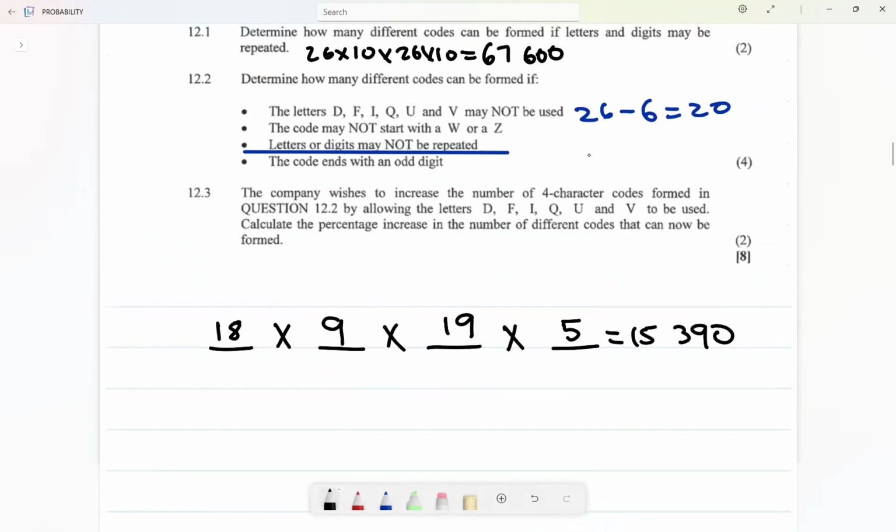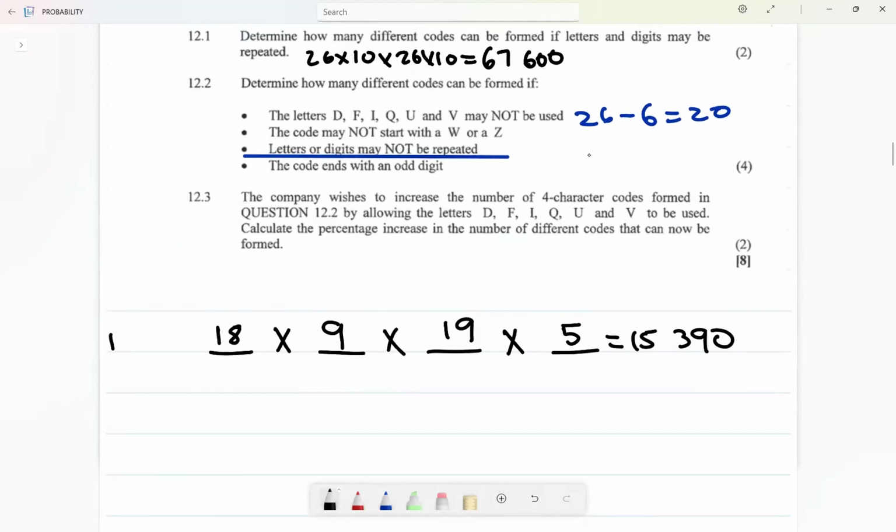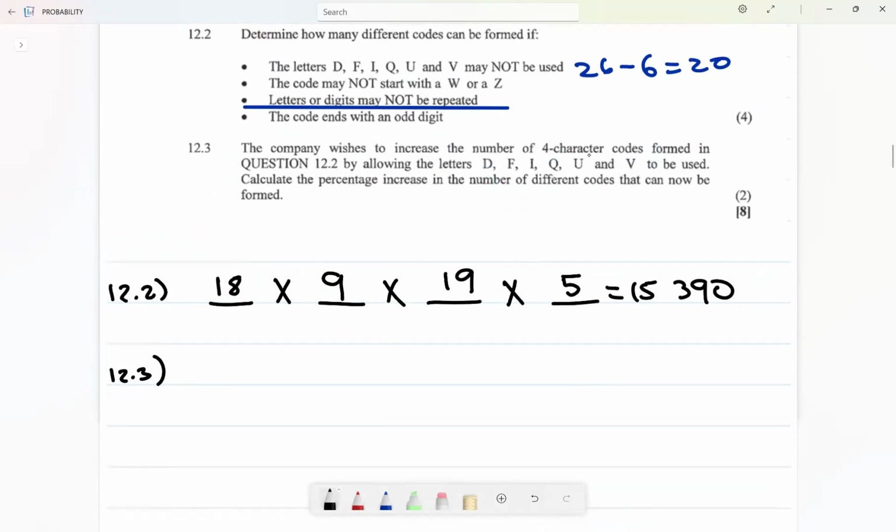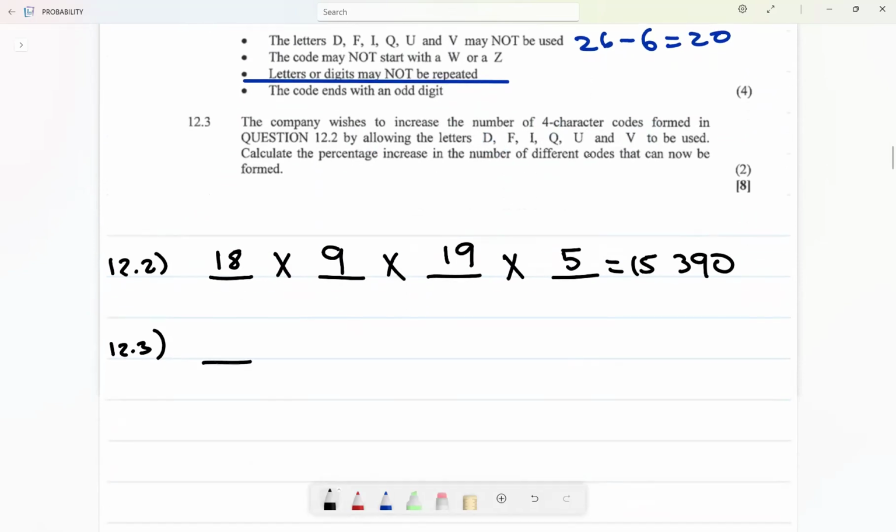Counting principle just needs you to read the English very carefully. Let's go to 1.2.3. 1.2.3 says the company wishes to increase the number of 4-digit codes formed in question 1.2.2 by allowing letters D, F, I, Q, U, V to be used. Calculate the percentage increase. So now we are creating the very same code, but now we are allowing those 6 letters that we did not have.